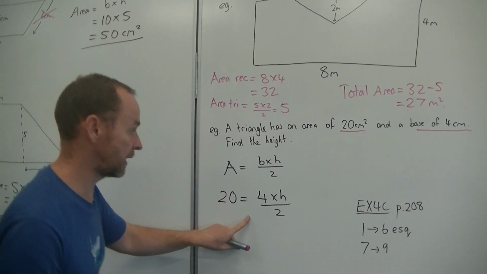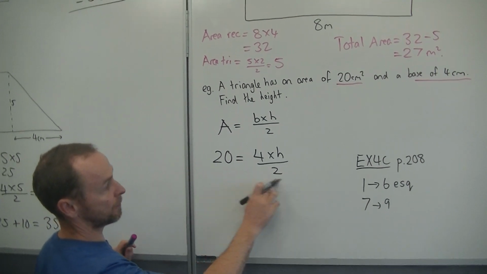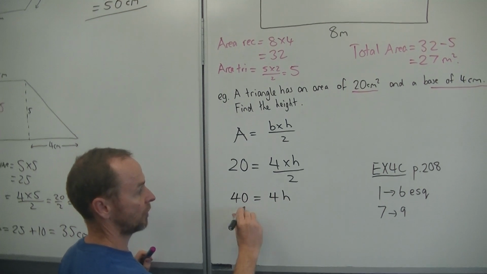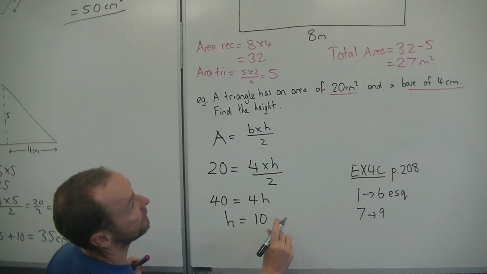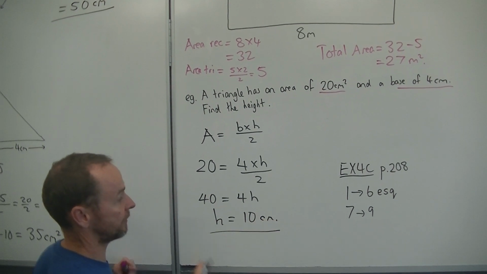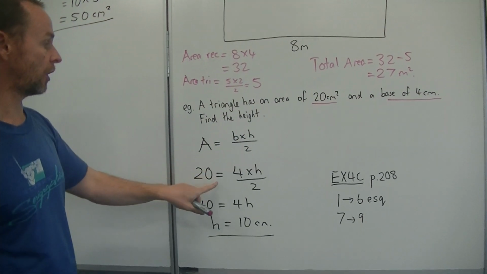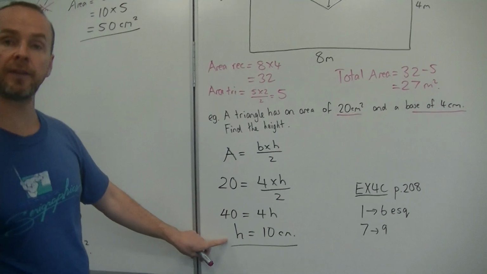Now we're going to solve this equation using our knowledge from past topics. So times both sides by 2, we get 40 equals 4 times h, and divide by 4, we get h equals 10. So the height is 10 and its units are centimetres. So see that? We wrote the formula, substituted the information that we know, and then we worked backwards to find the value of h, and h is 10 centimetres.